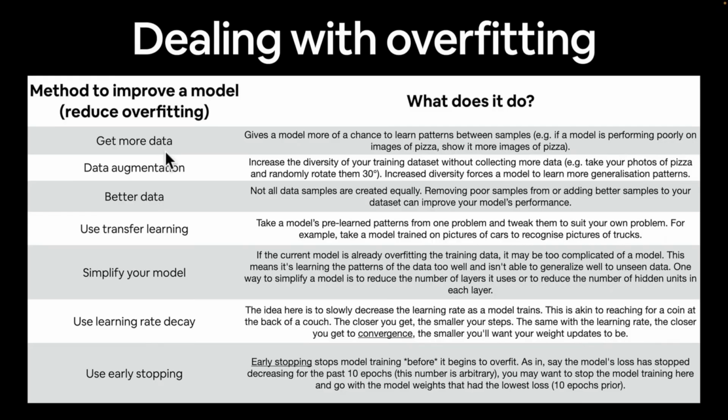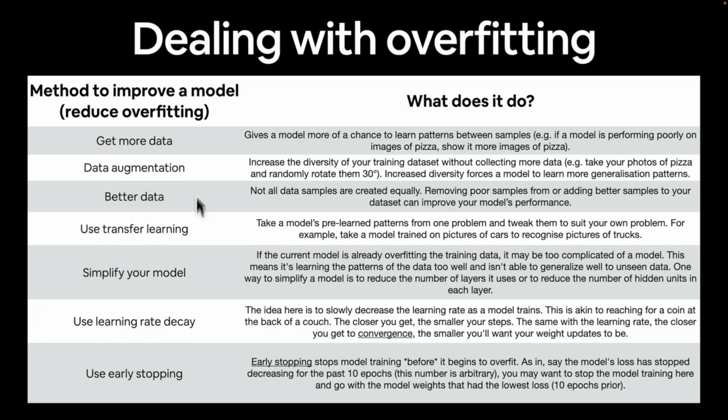and will thus, in theory, perform better. It doesn't always work. These all come with a caveat, right? They don't always work, as with many things in machine learning. So get more data. Give your model more chance to learn generalizable patterns in a data set. You can use data augmentation, so make your model's training data set harder to learn. So we've seen a few examples of data augmentation. You can get better data.